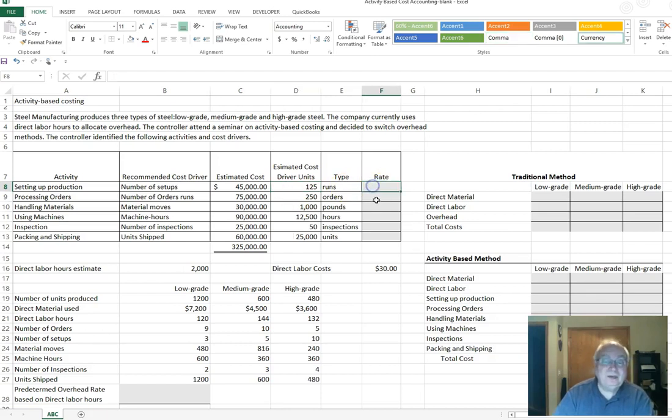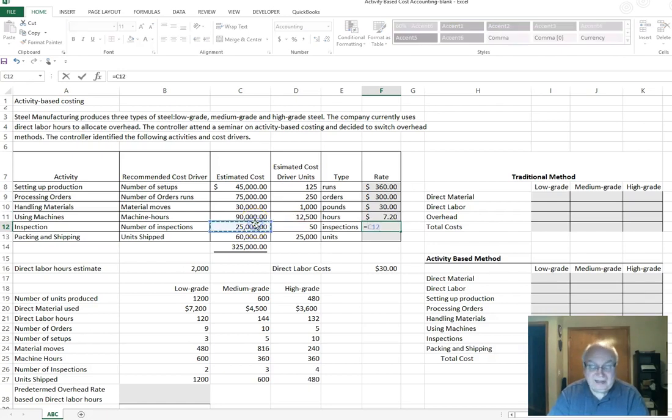Okay, what we have to do is come up with a rate for each of them, and what you do is you divide the $45,000 divided by the 125. And then you have the $75,000 divided by the 250, the 30,000, get an equal sign there, 30,000 divided by the 1,000. Then we have the 90,000 divided by the 12,500, 25,000 divided by the 50. And we have the 60,000 divided by the 25,000.